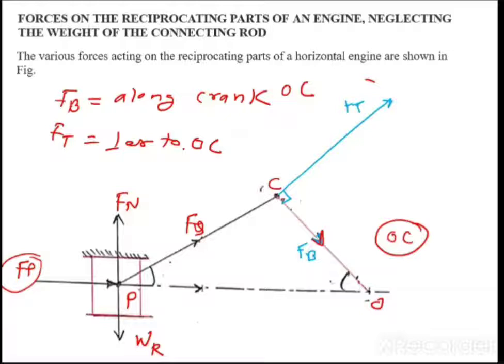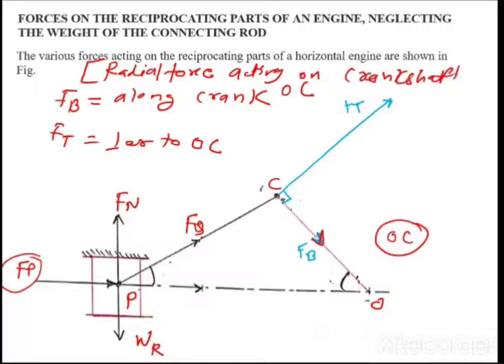This Fb is also called a radial force. It is not a tangential force, but it is a radial force acting on the crankshaft. The crankshaft is basically a rotating element which is connected to the connecting rod.